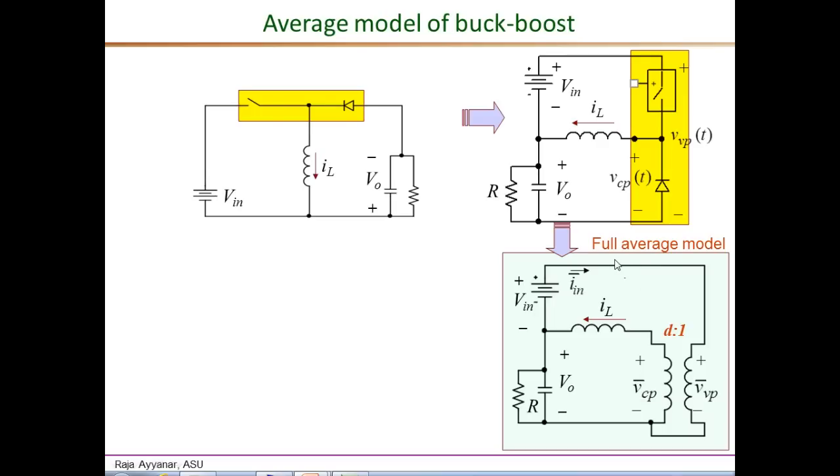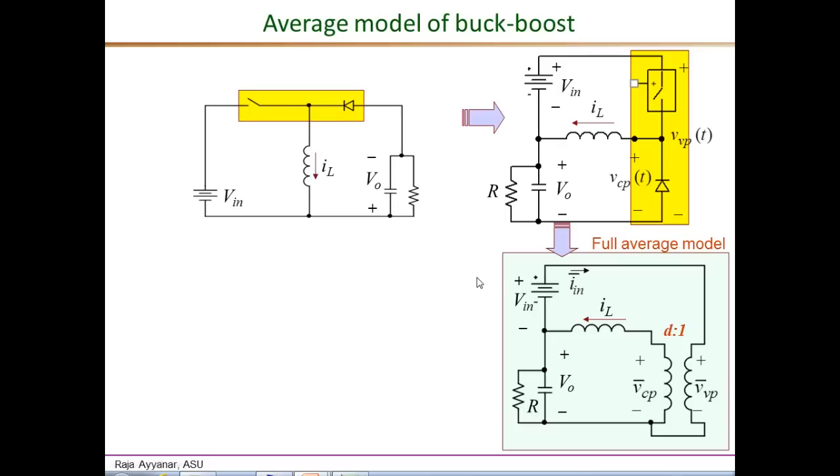We call this a full average model, and this is valid for both steady state analysis as well as any transient analysis. So this can be used for any purpose except those that involve obtaining switching frequency information, like the inductor current's switching ripple, or the switch voltage and current waveforms, and so on. But for any average applications, whether it is steady state or transient, this full average model is applicable.